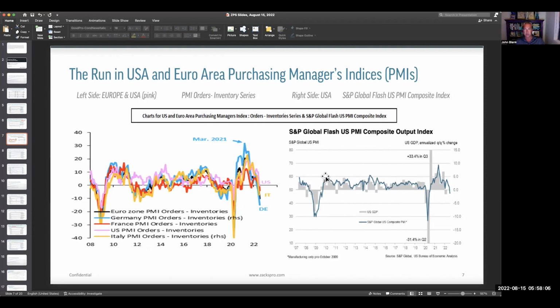So first, let's start over here. You can see that the flash composite for the global PMI has actually gone negative a little bit. So this is actually the first sign we have a recession. And you can see over here, it's the European orders. The US PMI has gone down. It's right here, but it hasn't gone down in any dramatic way.